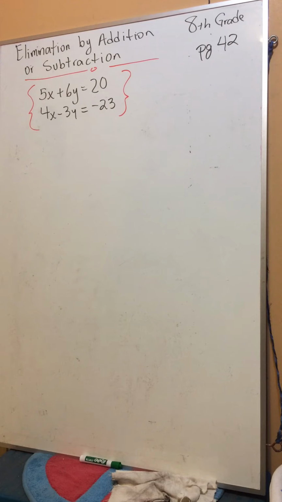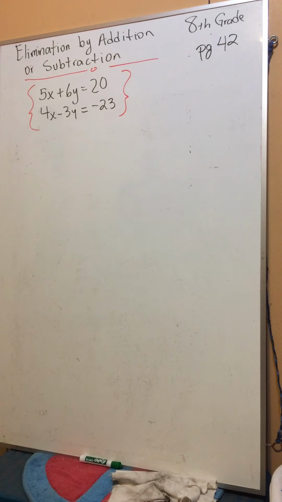Okay, so now we're going to start with the third method to solving equations with two variables. We're going to find the elimination by addition or subtraction. We have used intersection, we have used substitution. Now we're going to use addition or subtraction.